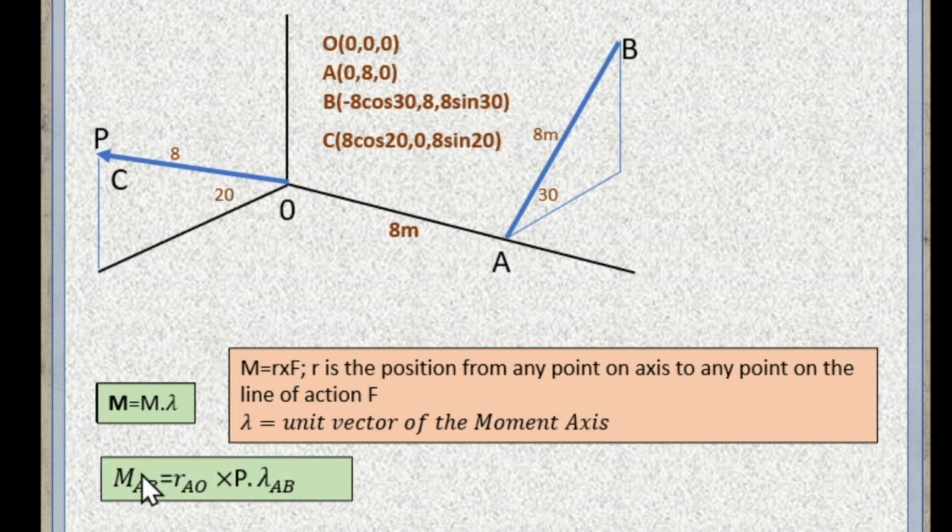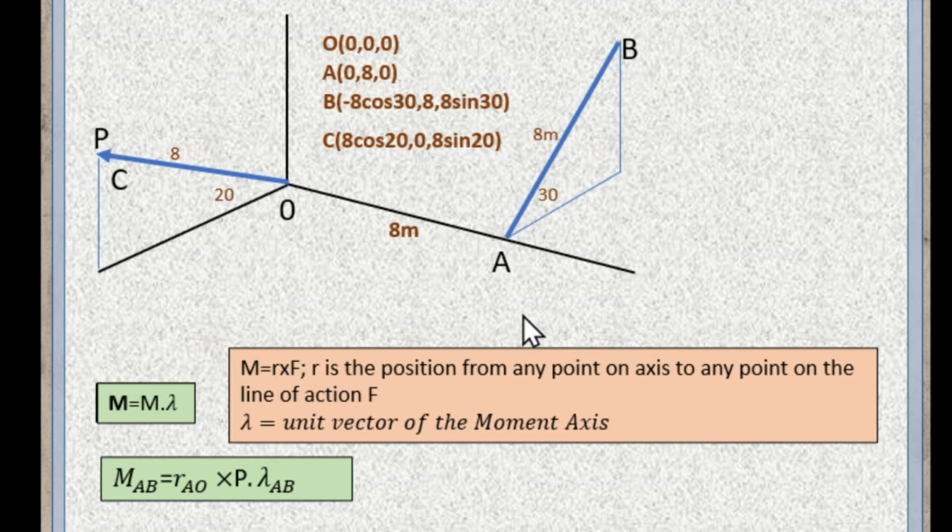Applying this formula, we have M_AB, our moment about axis AB, equals r_AO. This one can change. You can choose AC or AO or BO or BC because, as you can see from the definition, it is the position from any point on the axis, so it can be A or B, and then any point on the line of action, it can be O or C.